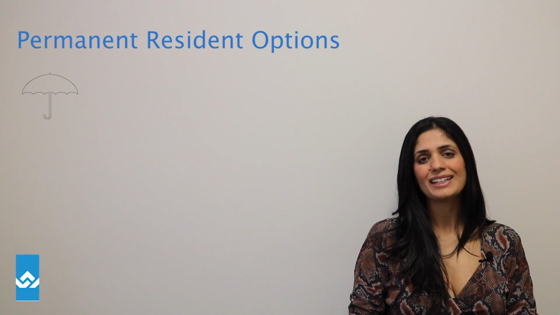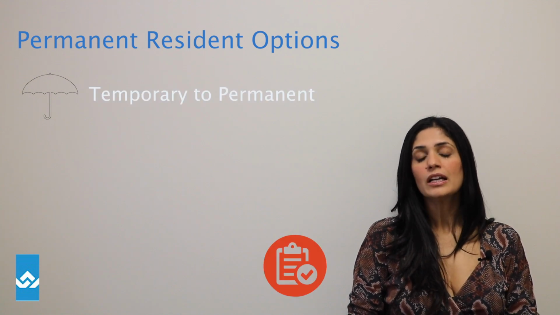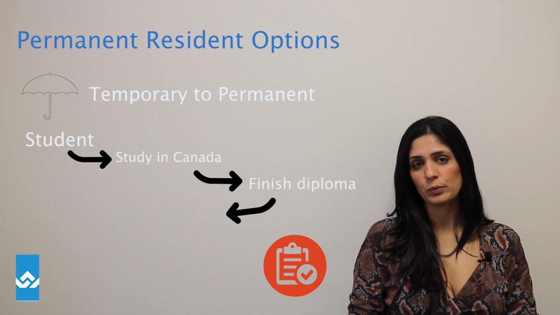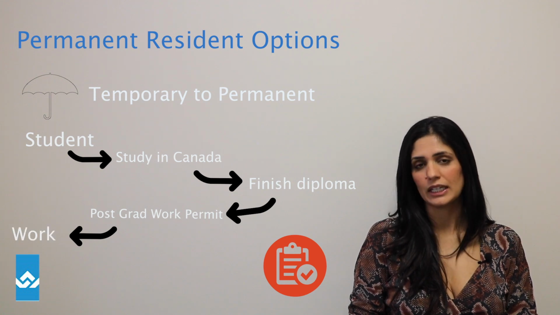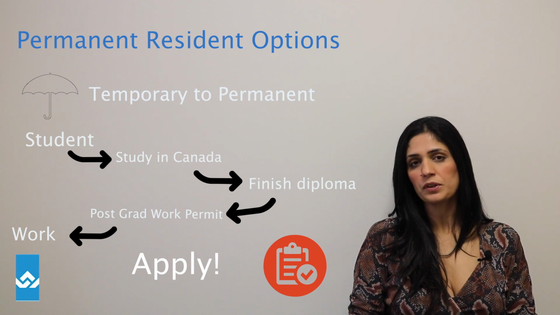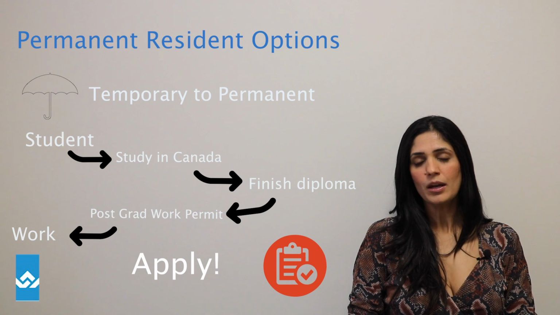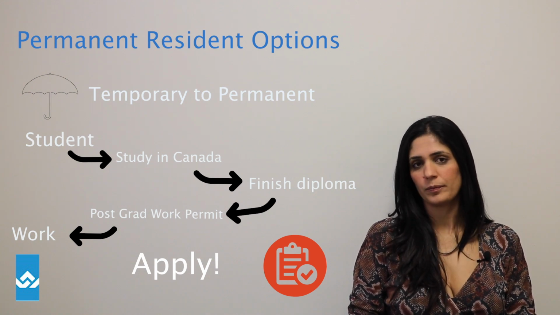The last one is going from temporary to permanent. What I mean by that is you can come here as a student, study in Canada, finish your diploma or degree, then get a postgrad work permit, work in Canada, and then apply for permanent residency. Yes, this fourth category is a little bit longer to reach your ultimate goal of PR, but sometimes taking your time is better than rushing into something.